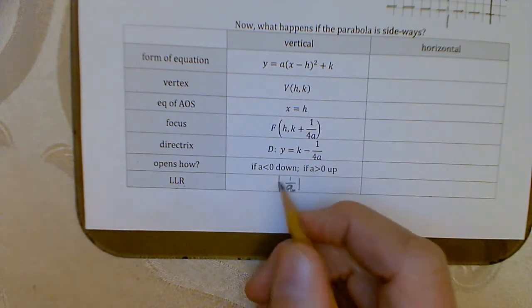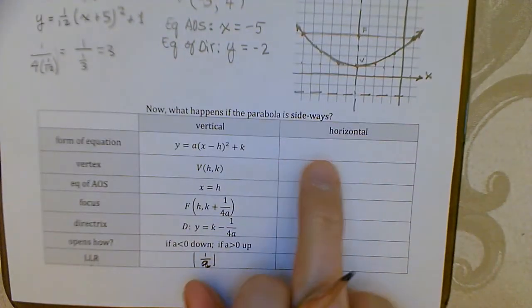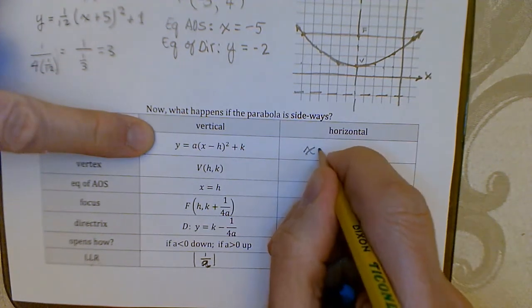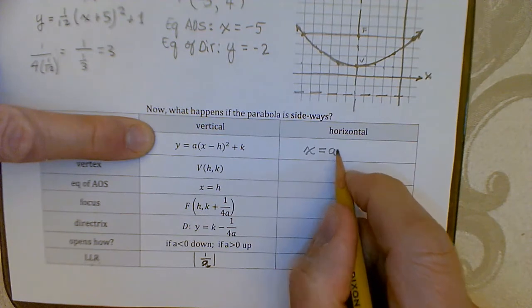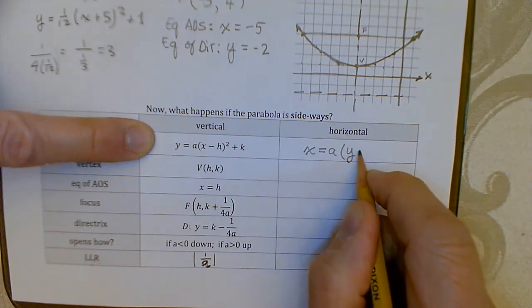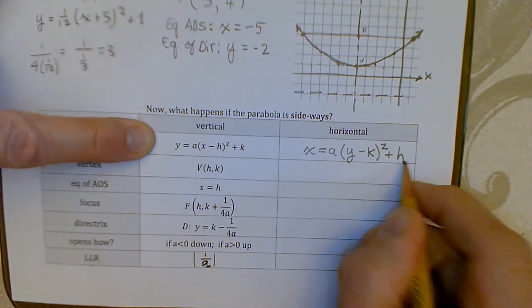If they are asking that, we're not going to emphasize that too much, but that's something you might see. Okay, so now let's talk about what the horizontal looks like then. So again, we have x equals, we saw it up above in our notes, a times the quantity of y minus k, quantity squared, plus h.